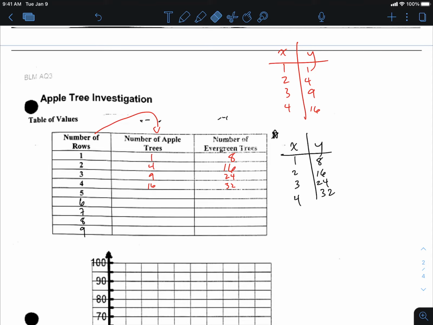Remember what I've done here. The black is going to be the evergreens, and the red table is going to be the number of apple trees, okay? So I'm going to give you guys a sec here. Try and figure out in this table what all these numbers are, and then we'll go down there and plot them.